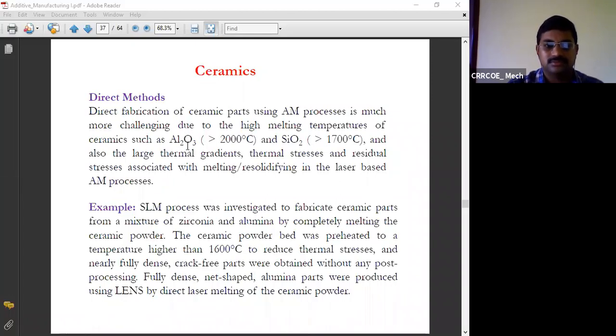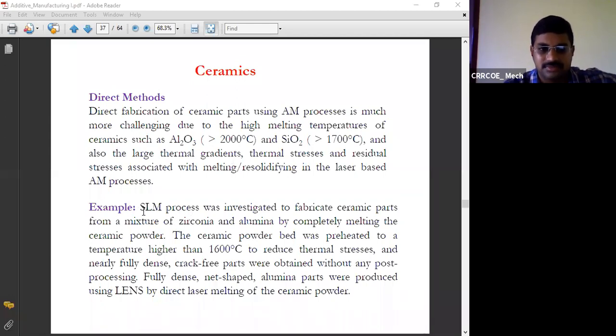So in this combination, aluminum oxide is less than 2000 degrees Celsius and greater than 2000 degrees Celsius, and silicon oxide is greater than 1700 degrees Celsius. Also there are larger thermal gradients. Gradient means difference from one point to another, so one temperature to another temperature. Thermal stresses and residual stresses are associated with melting and re-solidifying in the laser-based AM process. So this is the direct method, and for this they have given an example also.